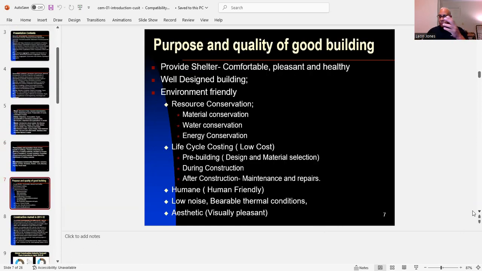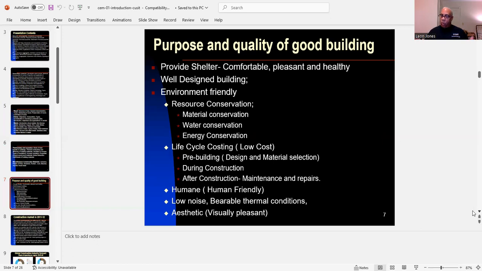All right, naming all those materials that you normally see, because I work in quality control, what we want with materials, basically we have a purpose to have good quality buildings. And a good quality building, we provide shelter. Shelter is pleasant, healthy, comfortable. And when we deal with a well designed building, we want it environmentally friendly.